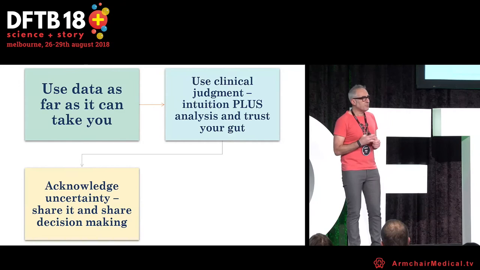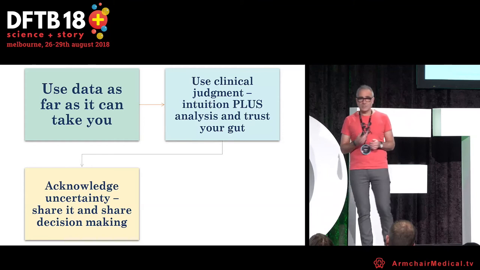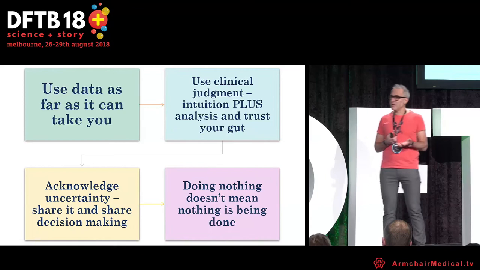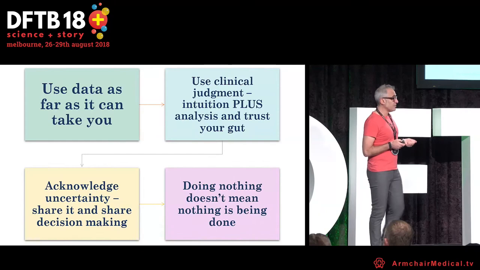I think it's really important to acknowledge the uncertainty, as I say, share it, and make shared decisions, both with colleagues and with families. And I think it's really important to acknowledge that doing nothing doesn't mean that nothing is being done. Observation is a very powerful thing. Safety netting is really important. And in that way, we can safely treat children with fever and infection.